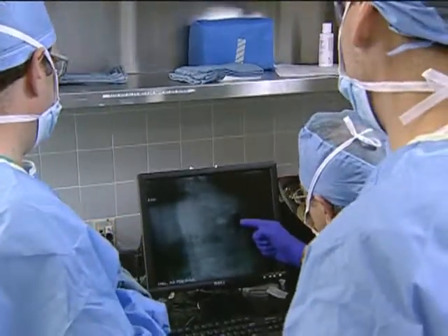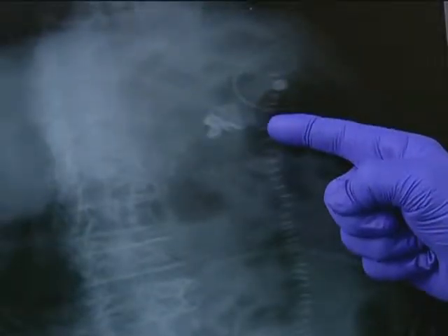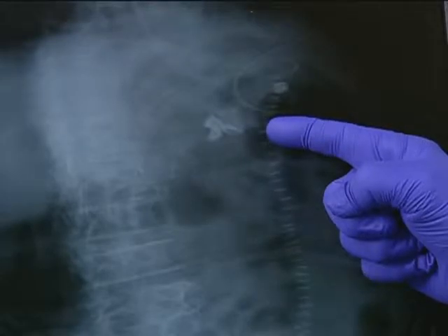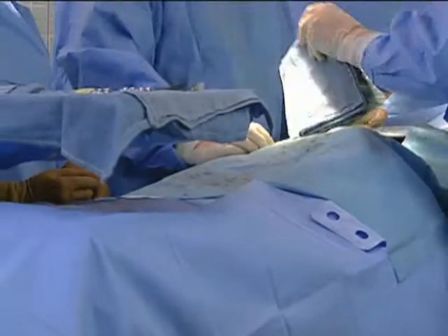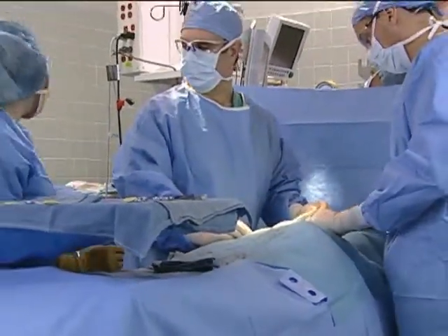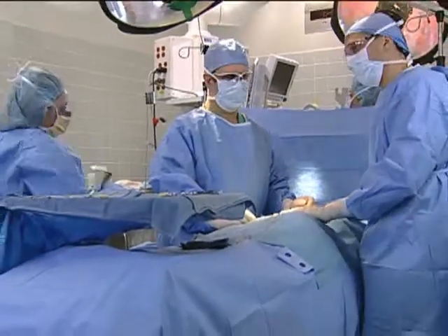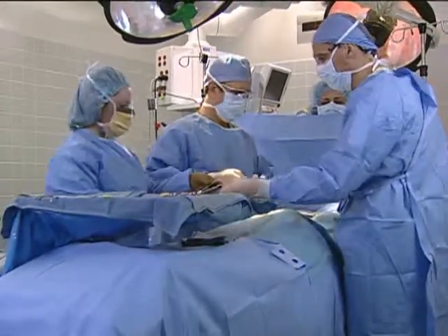Ah, there it is. I can see it now. The oblique view is not subtle. It's definitely in the midline. Okay, David, let's find it and get it over with. Okay, Amy, can I have a Richardson retractor? Richardson retractor. Make it 2, please. Richardson retractor. Thank you.